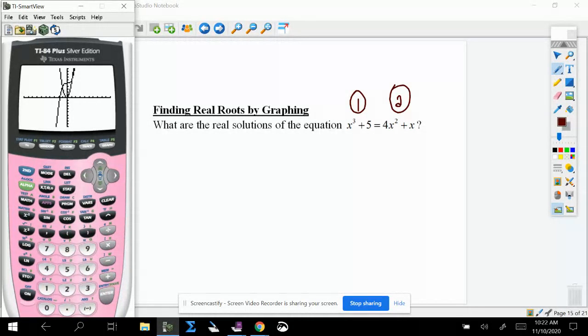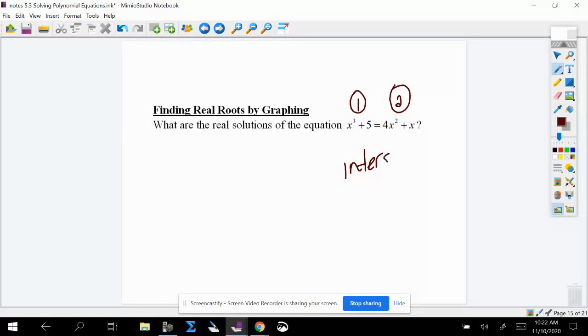When you type it in like this, you are trying to look to see where the graphs intersect. So you're looking for what's called the intersection of these. That's what's going to tell you when these two equations are equal, when they intersect. Just like when we did systems of equations back with lines. When they intersected, that's when they were equal to each other.